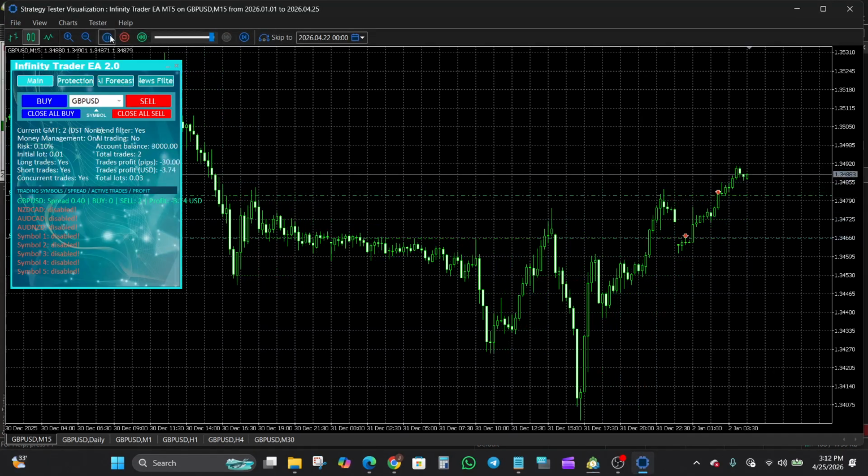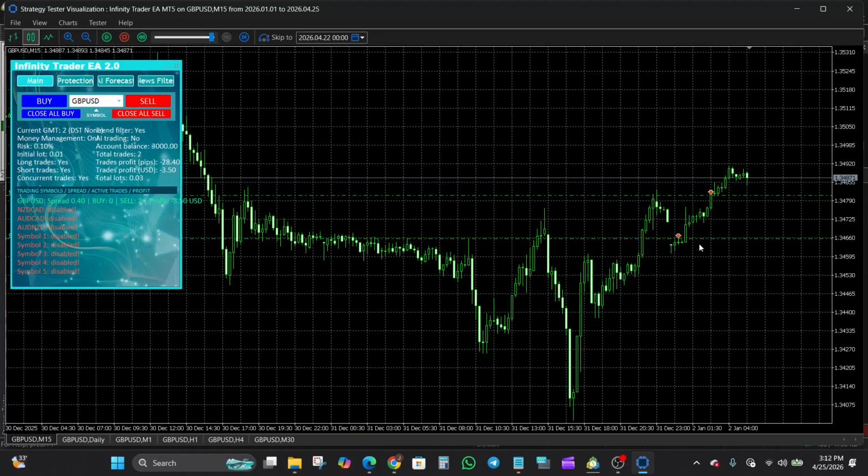So if we take a closer look at this first entry, you can see that price has already started forming a structured move followed by a breakout. So what is happening here is the EA is identifying a high probability price action pattern, likely combined with its internal filtering logic before entering.